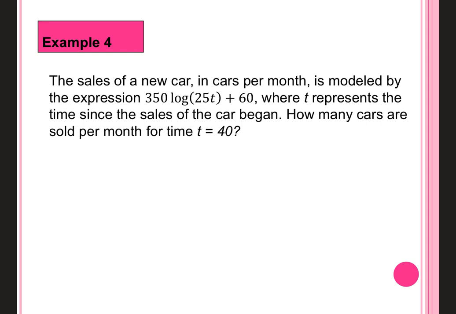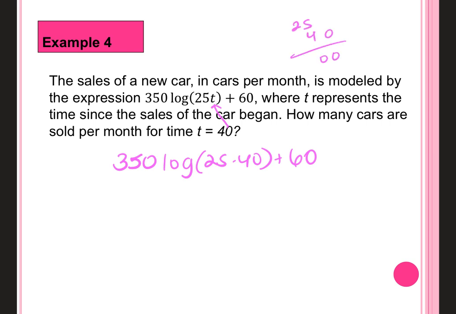So all I have to do is plug in the 40. I get 350 times log of 25 times 40, plus 60. And then 25 times 40 is 1,000. So if I didn't have a calculator, this would have to be something that would be able to be solved using a whole number. This would be on a non-calculator.